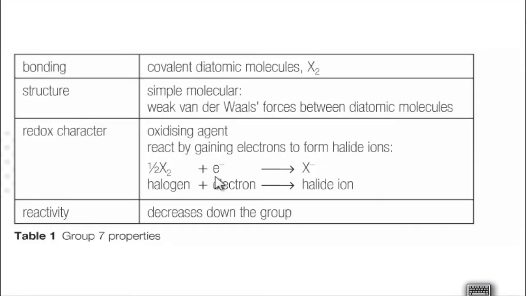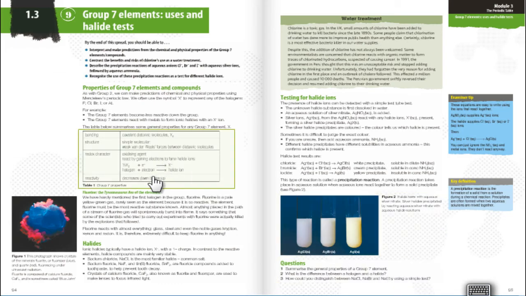So, quick reminder: they are diatomic molecules. They have simple molecular structures with weak van der Waals forces between each diatomic molecule, and they are oxidizing agents. The half equation is halogen plus e minus equals a halide ion, and their reactivity decreases down the group. I repeat, reactivity decreases down the group. Not increases like group 2, but it decreases down the group.